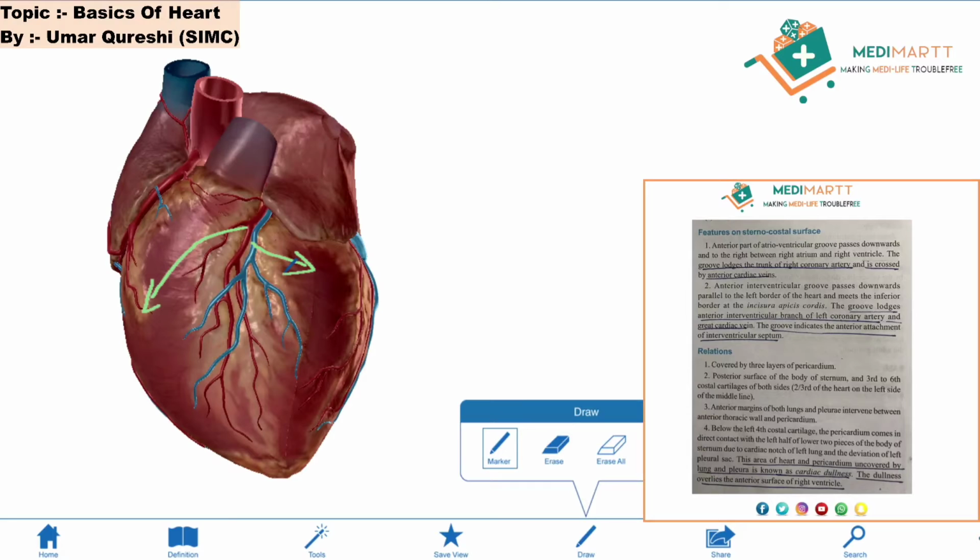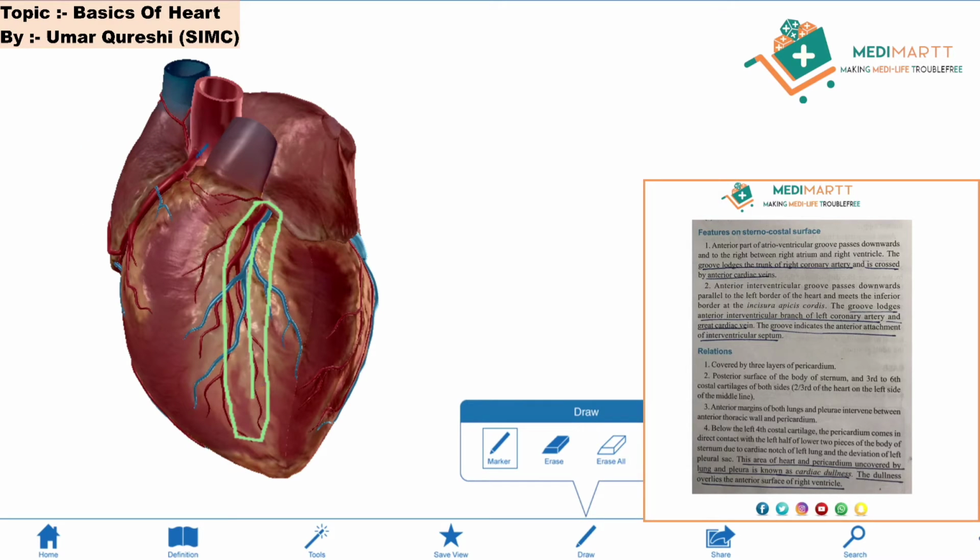Then the groove indicates the anterior attachment of the interventricular septum. Your teacher may ask what the attachment of this anterior interventricular groove is. So you have to answer that this groove gives the attachment to the anterior interventricular septum.